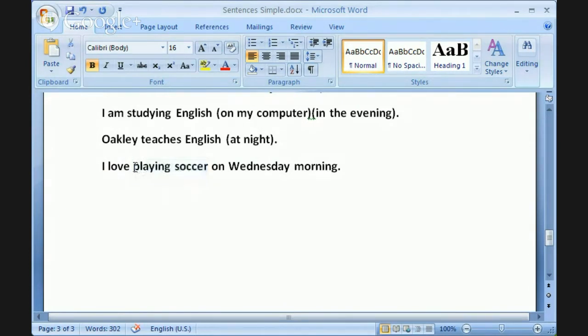Okay, so playing here is okay. You're using it as an adjective. The verb love requires either a gerund, an -ing verb, or an infinitive. I love playing soccer. Or, I love to play soccer. It can be either. It could be either infinitive or gerund. It doesn't matter. It's okay.